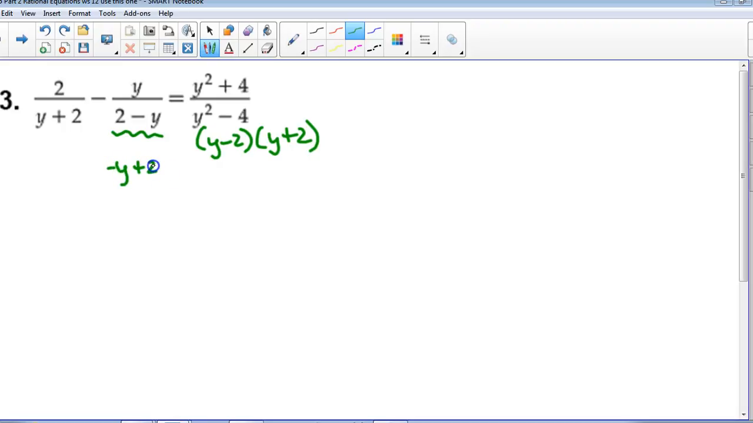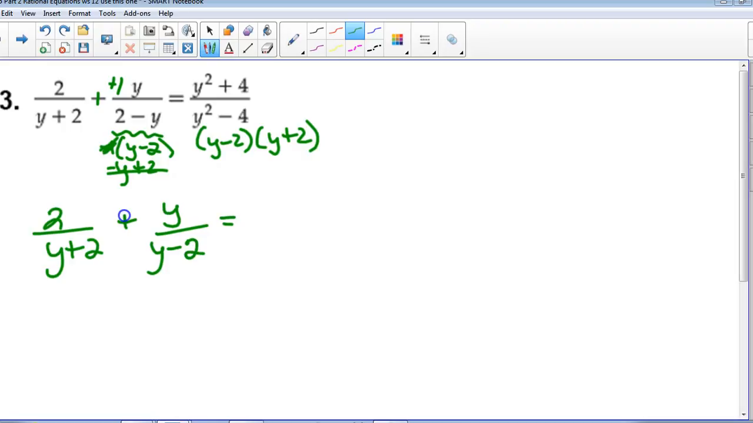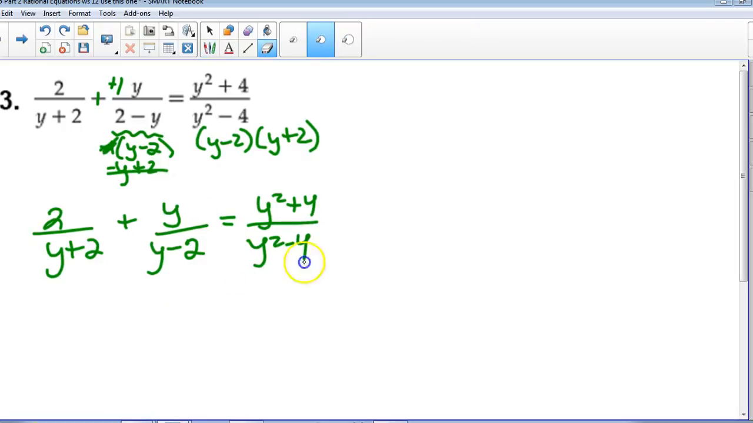Okay. If I took a negative out, so I made this negative 1 times y minus 2. That's equivalent. Everybody okay with that? Now, what could I do with that negative 1? Does it matter if it's on the bottom or the top? So if I move that negative 1 up here, then this could actually become plus 1. That was a bunch of finagling. But I got 2 over y plus 2 plus y over y minus 2 equals y squared plus 4 over y squared minus 4. All right, so all I did, which I probably should have written in factored form.